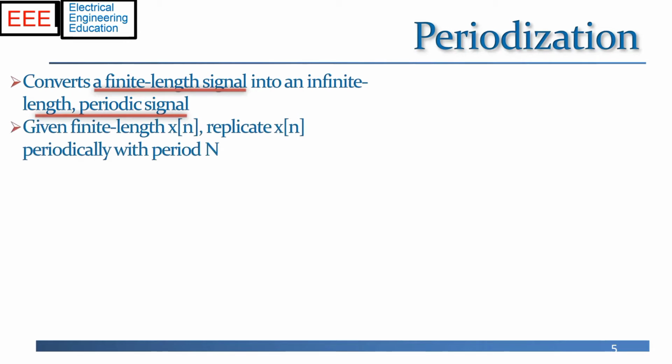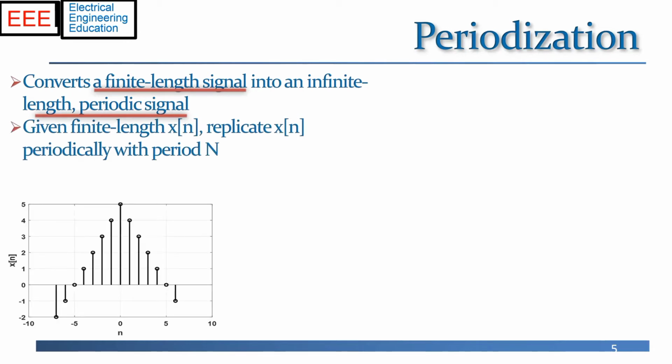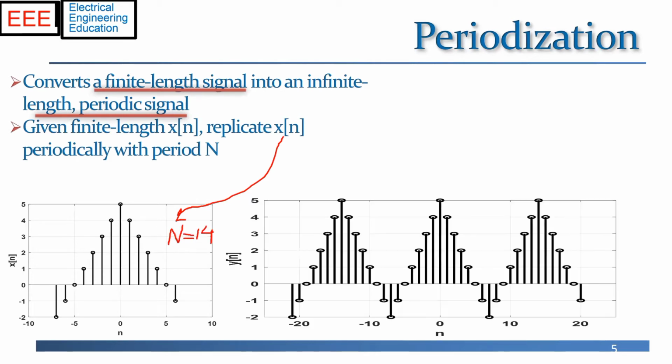So it's a very interesting operation, and the basic idea is as follows. Say we're given a finite length signal x of n, and that signal x of n, right here, is of length capital N. In this case we can see that N equals 14. Then we can create the periodic signal y of n simply by the following formula that looks a little bit daunting, but it actually isn't.